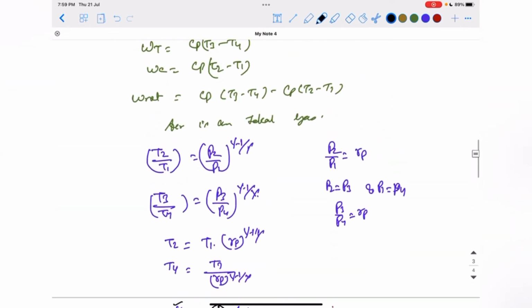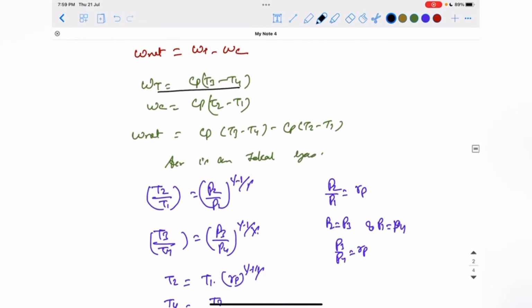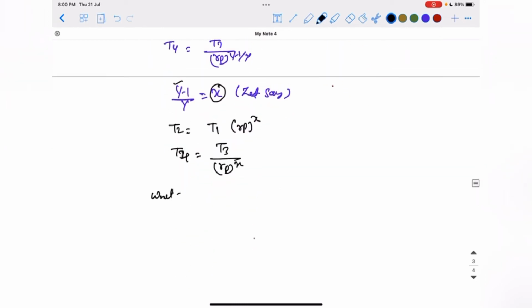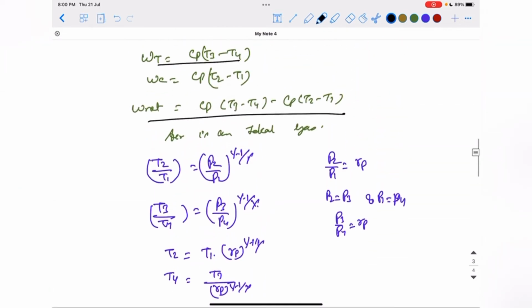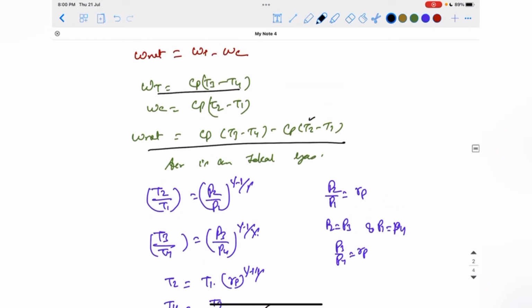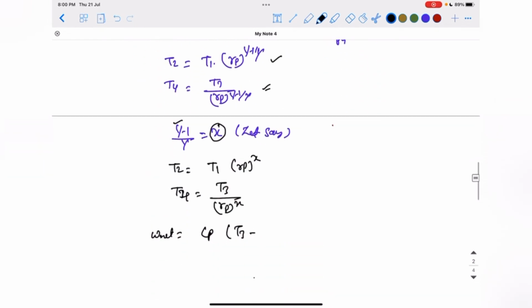Now, putting these values in this equation, I can get W net is equal to Cp. This is T3, and I can write the value of T4 as T3 over this value. Similarly, I can write the value of T2 as this value. So substituting these values, I will be getting T3 upon Rp^x, minus Cp, T1 into Rp^x minus T1.